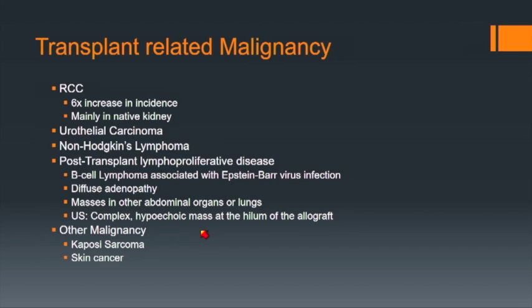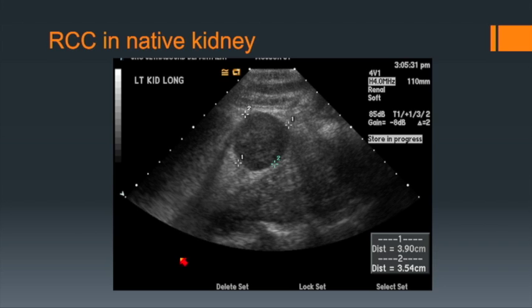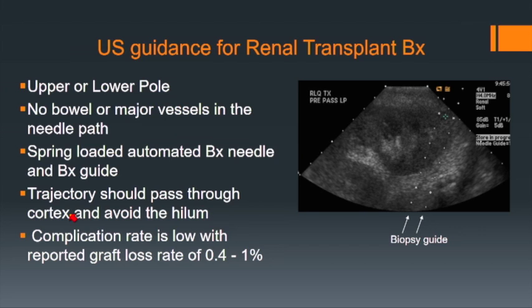They may get massive adenopathy, and you may see hypoechoic masses. They also get increased incidence of sarcoma, Kaposi sarcoma, and skin cancer. This is an RCC appearing inside a native kidney. The kidney itself is markedly echogenic and shrunken, so the RCC stands out quite well.